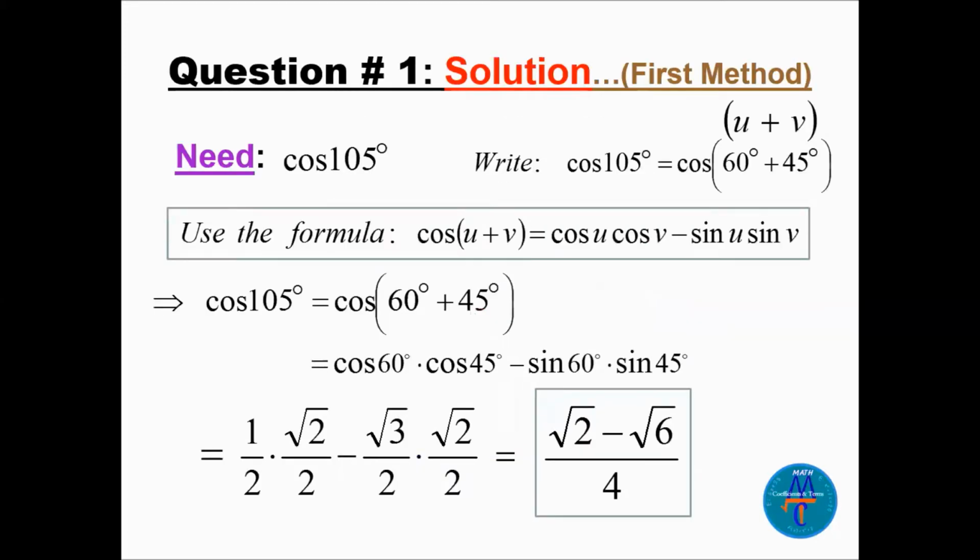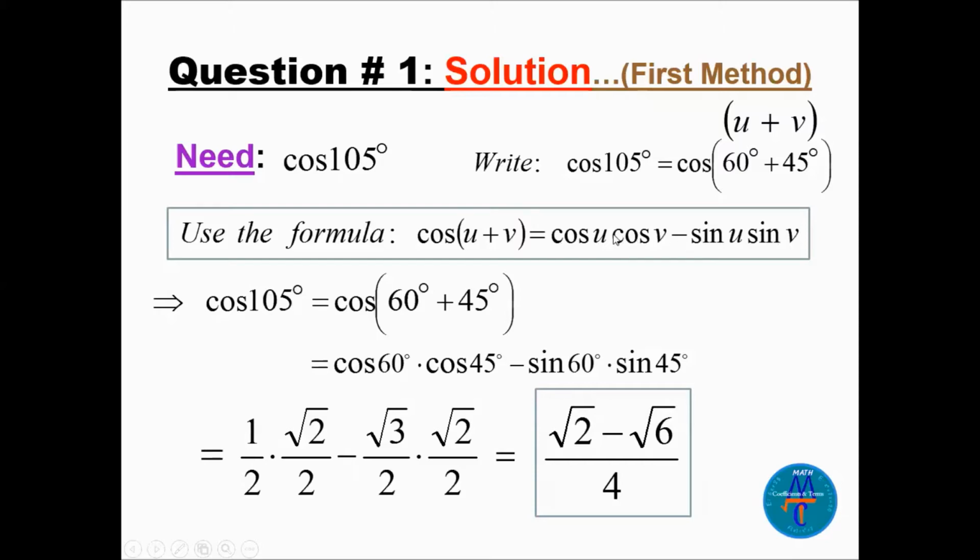At least one method. Okay, I will show you the first method. I can think of 105 as the sum of two known special angles, 60 and 45. So easy, so nice. So cosine 105 will be cosine of 60 plus 45, which is u plus v. I know one formula, the cosine of the sum of two angles. Cosine of u plus v is cosine of the first angle times cosine of the second, minus sine of the first times sine of the second.